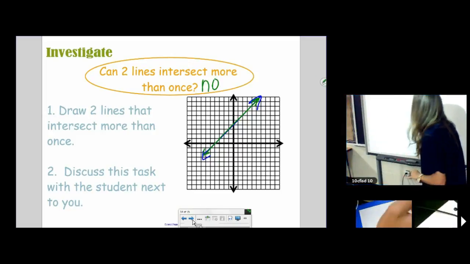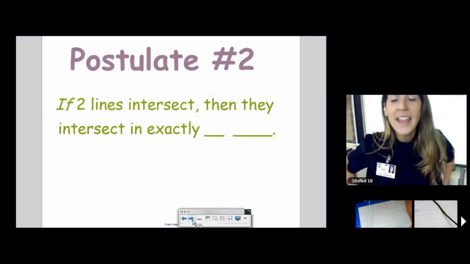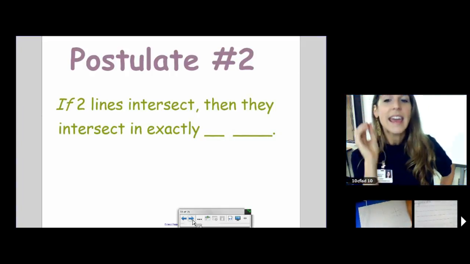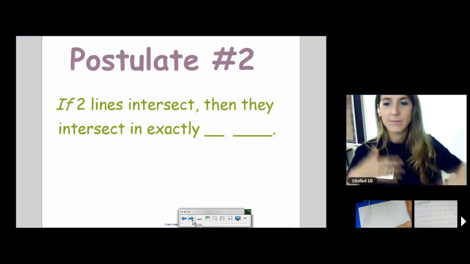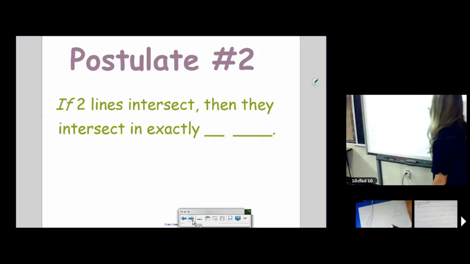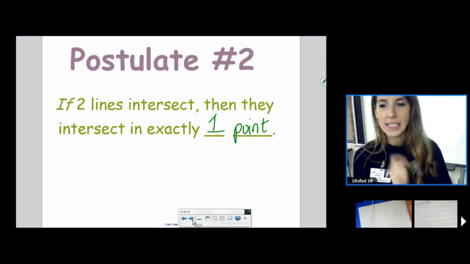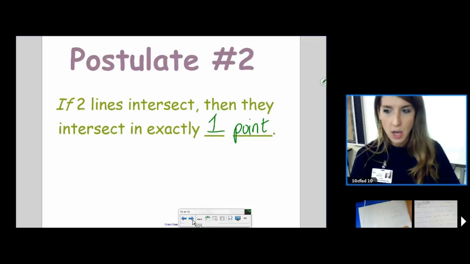Okay, so we have a postulate to write. We have a postulate number 2. If two lines intersect, because remember they don't have to, if two lines intersect, then they intersect in exactly 1 point. Postulate number 2, basic truth of geometry.